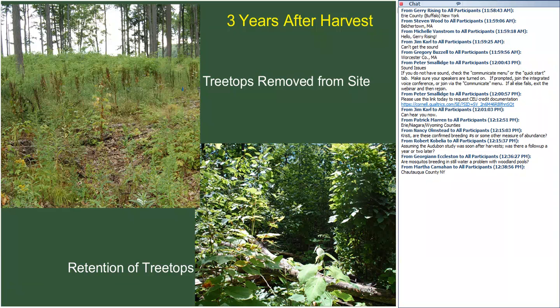And this is just another picture showing an area where the treetops had been removed, and there's hardly any woody vegetation regenerating. This is a lot of goldenrod, herbaceous vegetation, versus here, a treetop at the same site, different treatment, where treetops were left, and there's a lot of vegetation, so more structural diversity there.